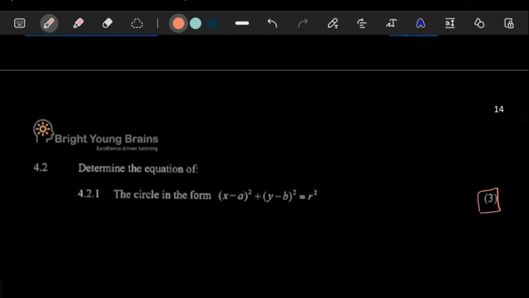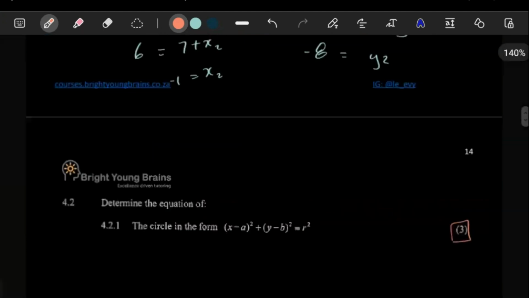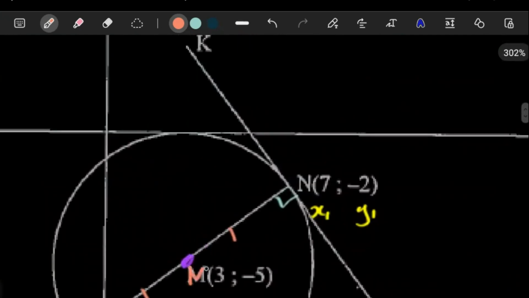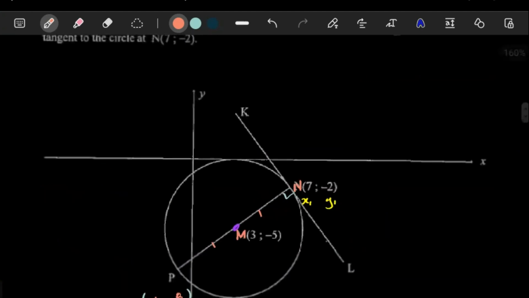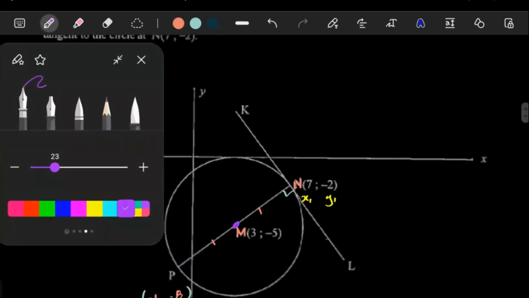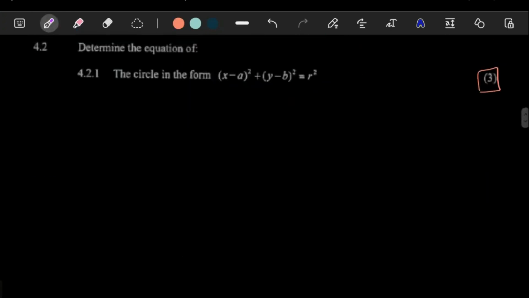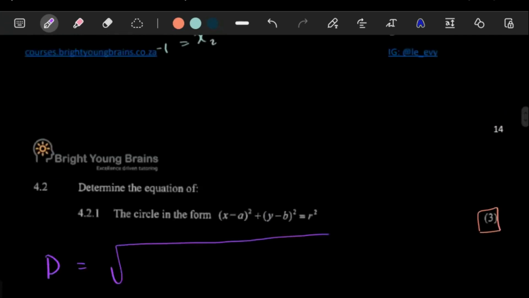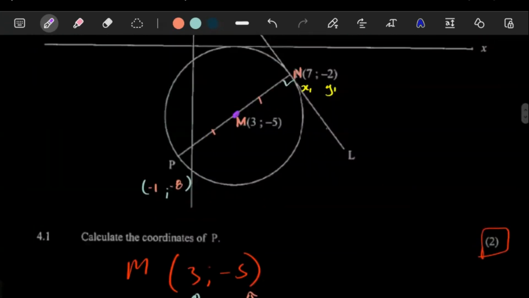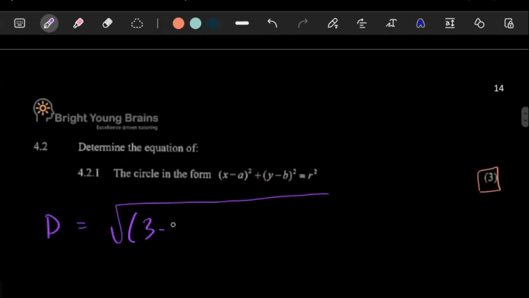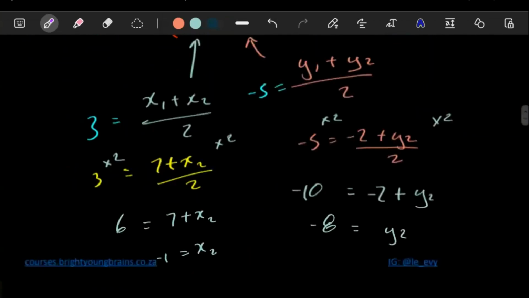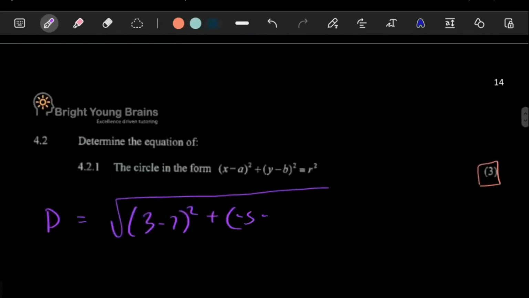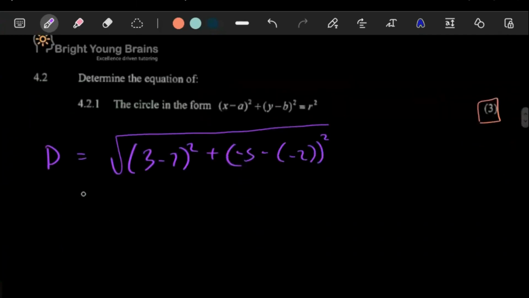Determining the equation of our circle is very easy because we have the center, we have the radius also, because it's just going to be the distance MN, of which you could literally just use the distance formula. So in the distance formula, let's see what we have here. Distance, we're going to have here square root. We're going to say 3 minus 7, right? 3 minus 7 squared. The other one, negative 5 minus negative 2.